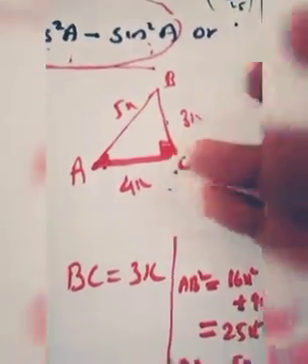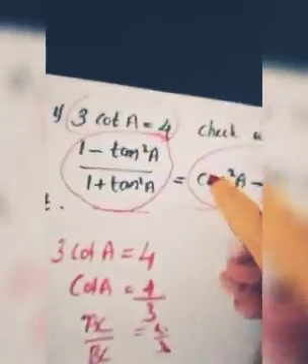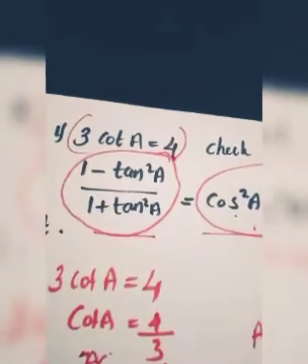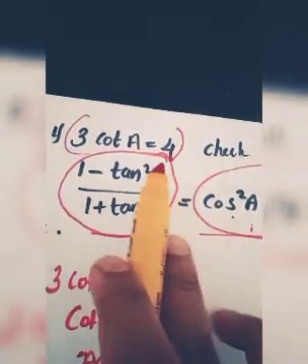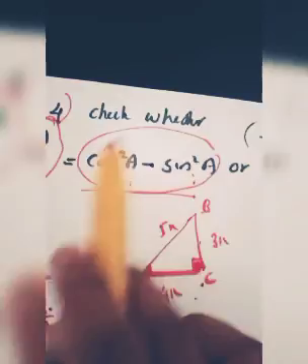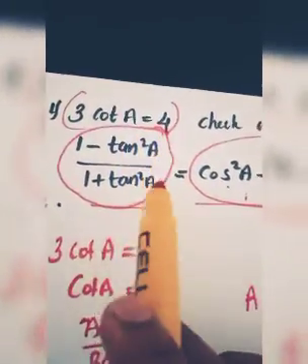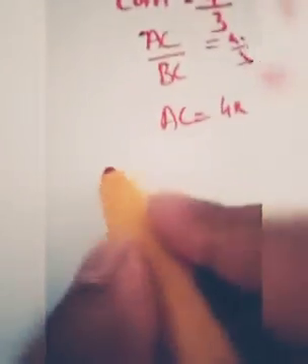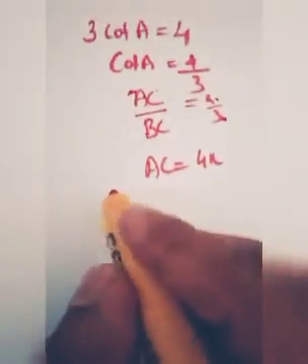Clear? Now it's time to calculate the LHS side. In order to calculate LHS and RHS, we need to calculate them separately. In order to calculate LHS, we need tan A. In order to calculate RHS, we need cos A and sin A. So let me find out all those ratios first. Then we'll calculate LHS and RHS separately.